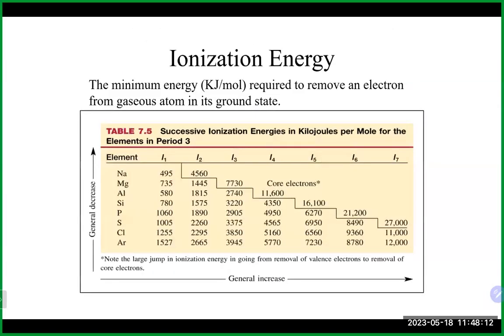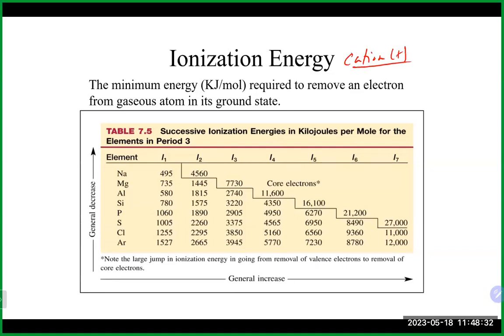Now, when we talk about ionization energy, that is the amount of energy that's required to remove an electron from the gas phase of an atom. That's basically what happens when we do a little cation formation. That is how you make a cation, is to remove an electron.